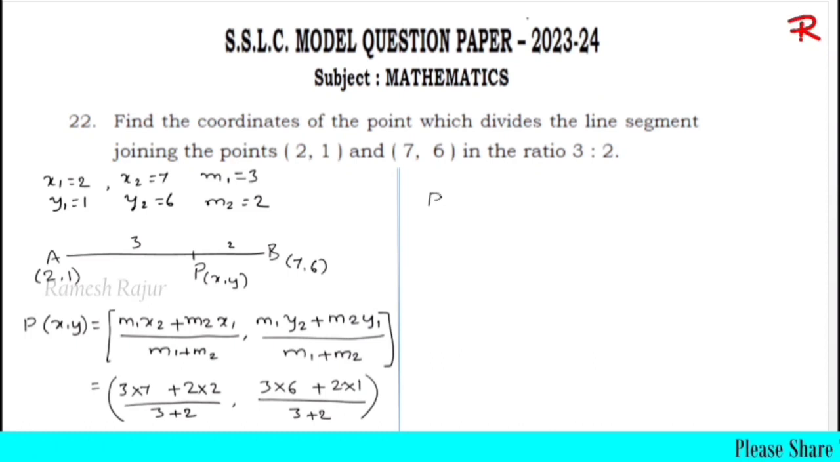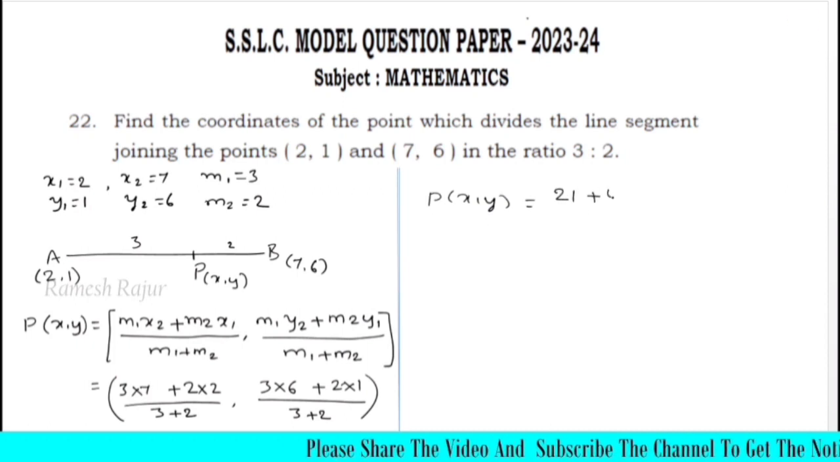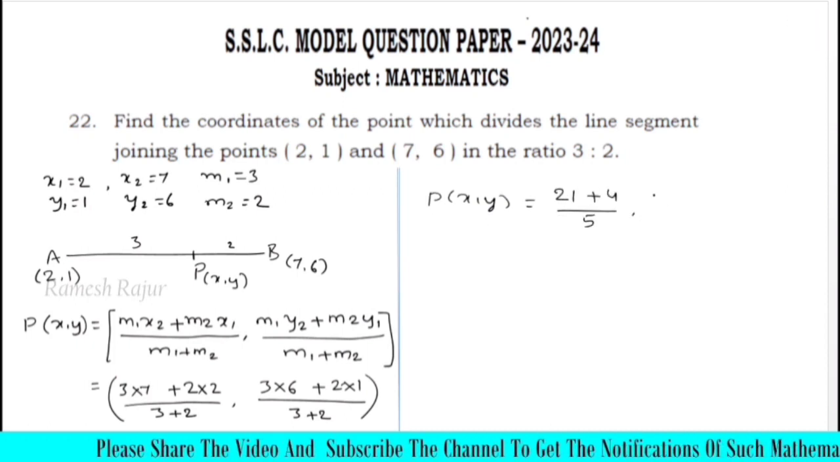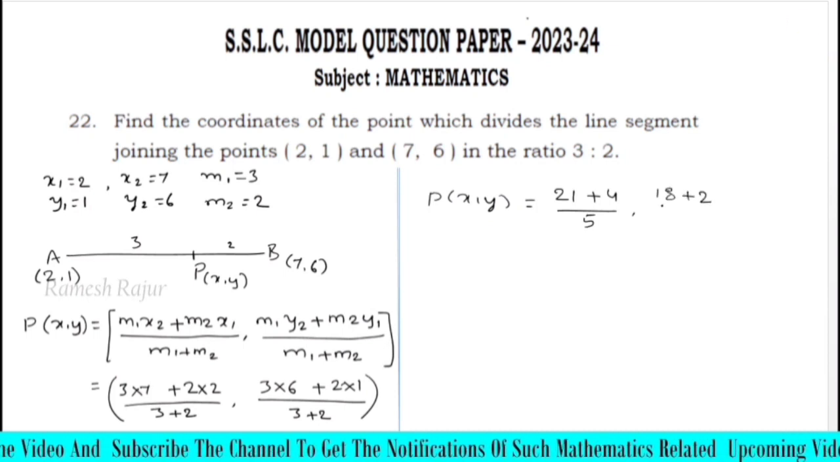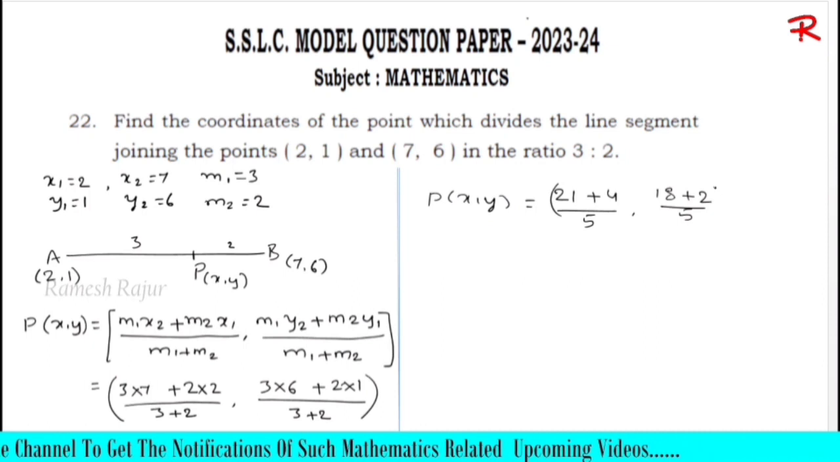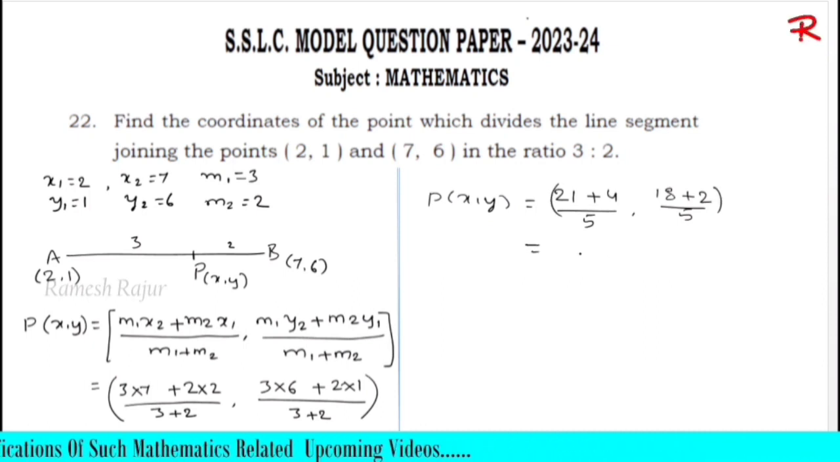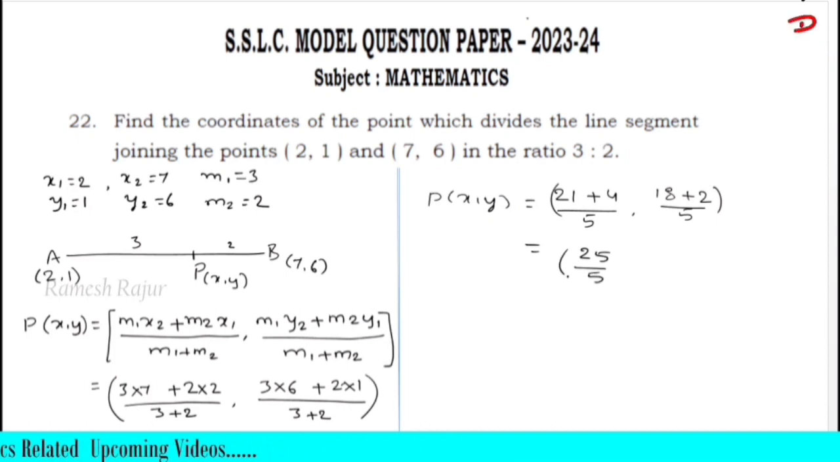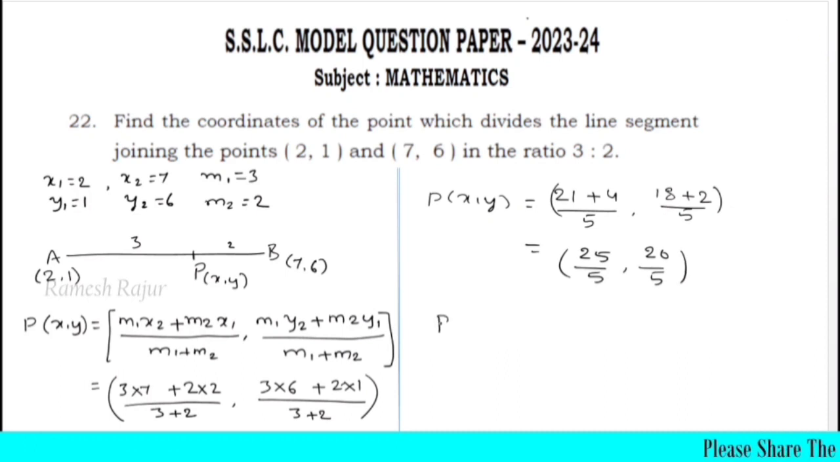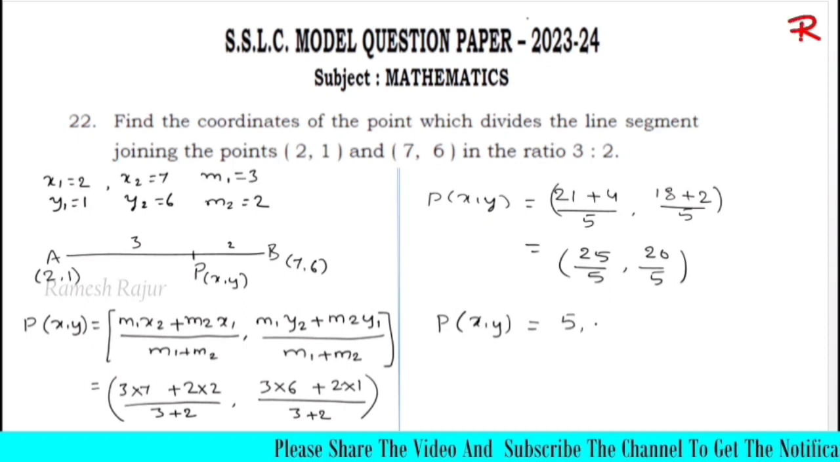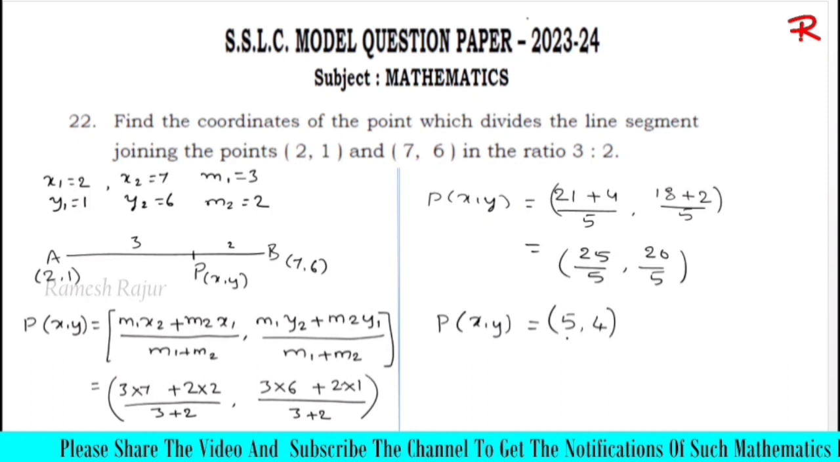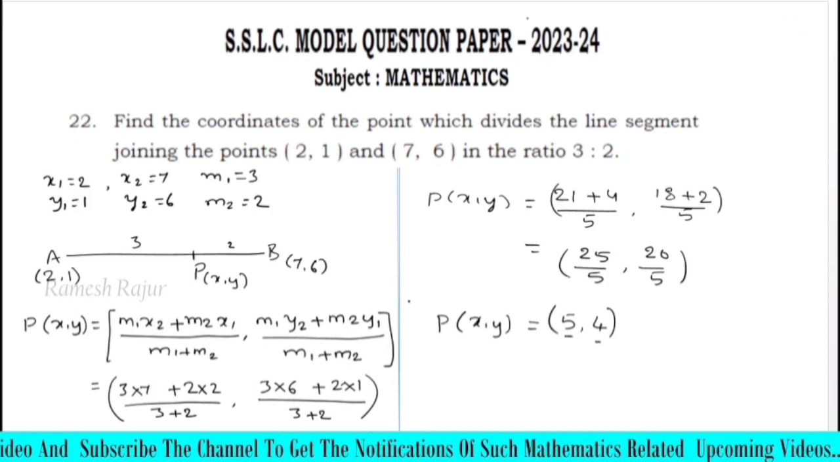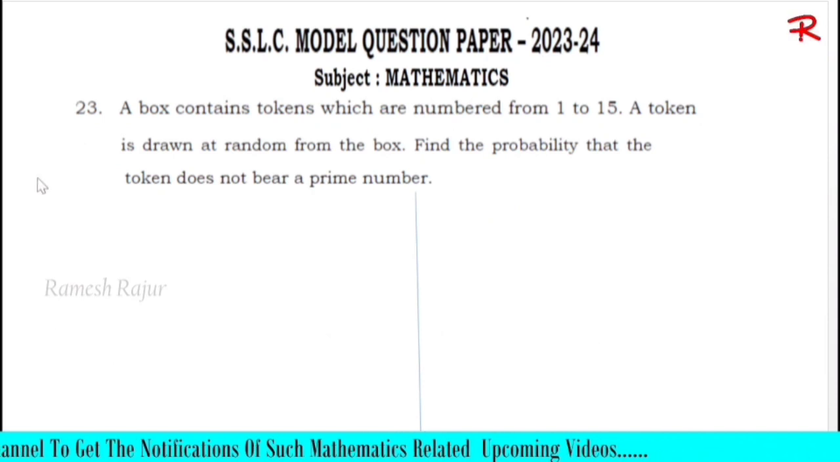Simplifying this, we have P of x, y is equals to 21 plus 4 by 5 and 18 plus 2 by 5. That implies 25 by 5 and 20 by 5. That gives rise finally to the coordinates of the point P as 5 and 4. The value of x is 5 and the value of y is 4 here. Next question.